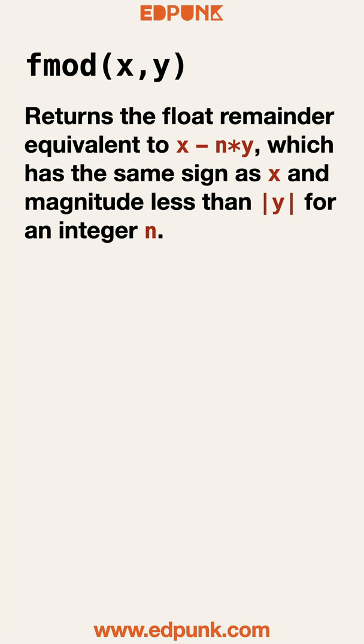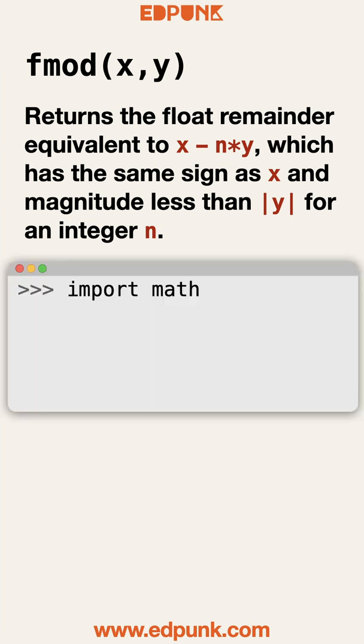The fmod function accepts two numeric arguments x and y and returns the remainder when x is divided by y. Mathematically, it is equivalent to x minus n into y, which has the same sign as x and magnitude less than absolute value of y, where n is an integer. For example, let us import the math module.